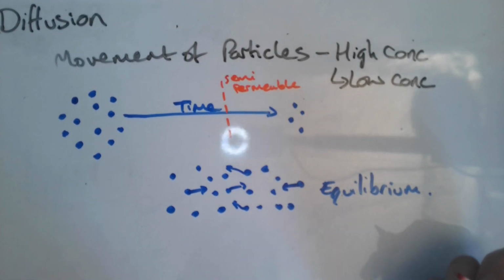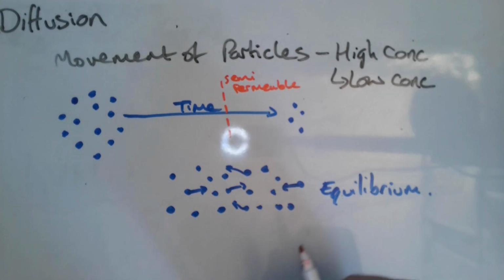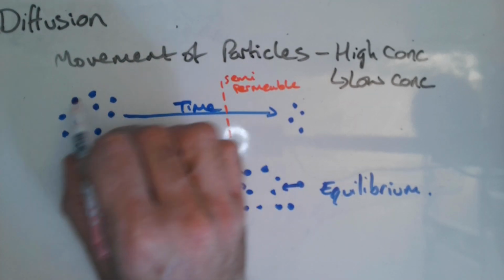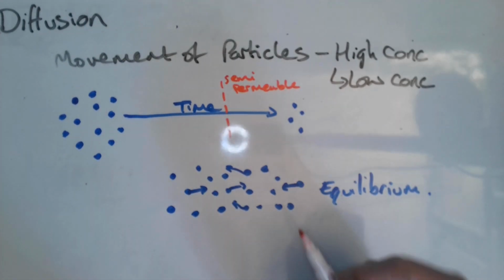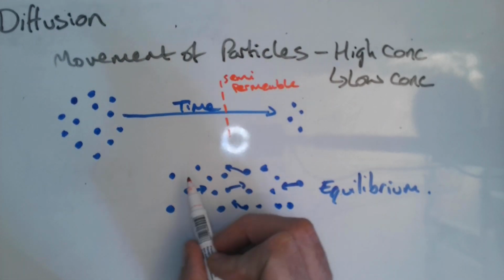Generally speaking, this is going to be a cell membrane, for example, in the lungs and the alveoli, into the bloodstream and back for oxygen and carbon dioxide. So these particles are going to move from a high concentration to a low concentration through this partially permeable membrane until we reach this equilibrium.